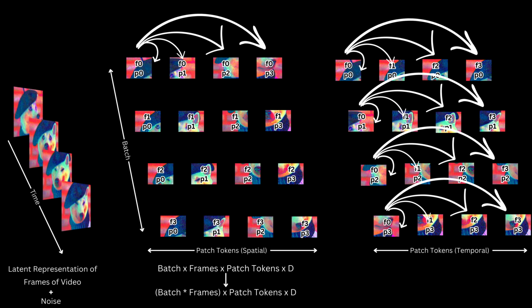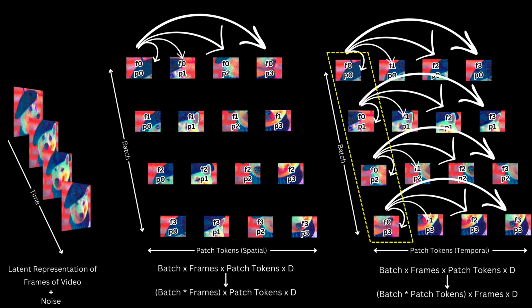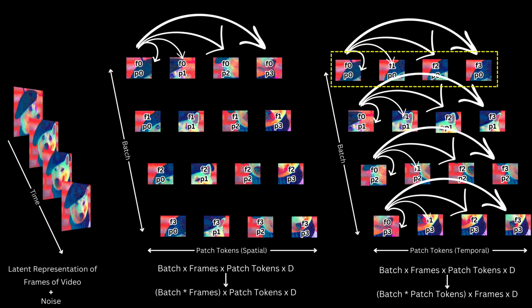In this case, because we are now not concerned with the spatial dimension, this is the same as treating tokens at spatially different positions as different batches. This is why, prior to any temporal layer in implementation, we'll take our input, which will again be batch size cross frames cross patch tokens cross D. We'll rearrange and reshape it so that the first dimension is batch size times patch tokens, and the second dimension, over which the attention will be computed, is the temporal dimension.